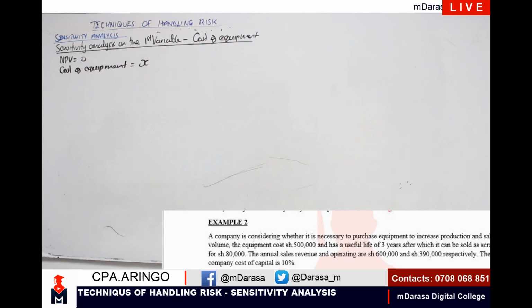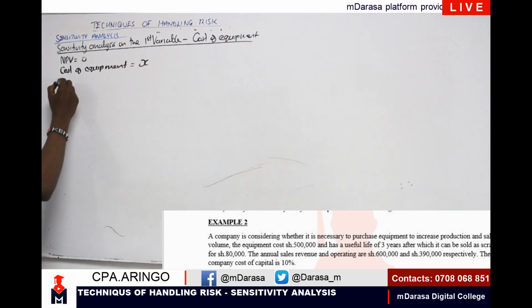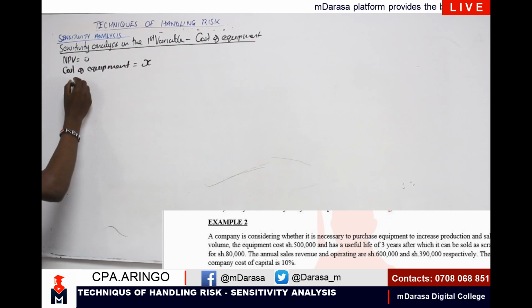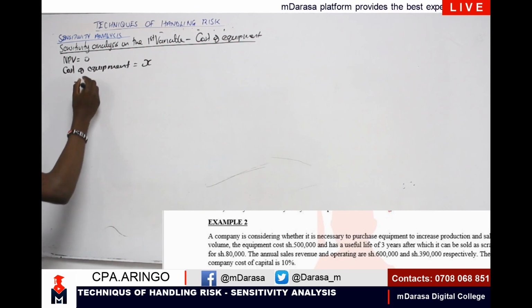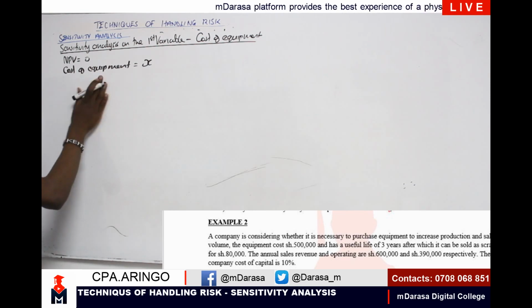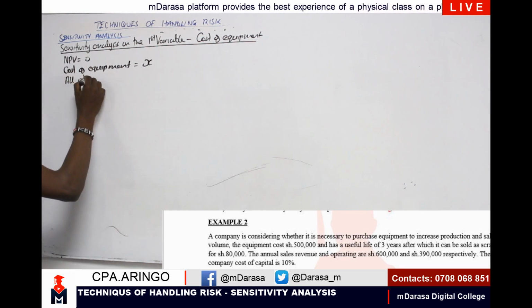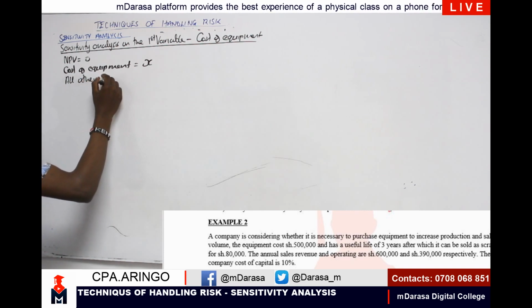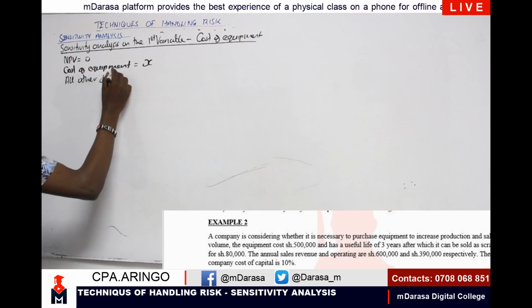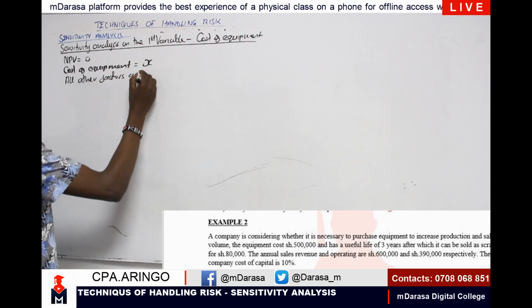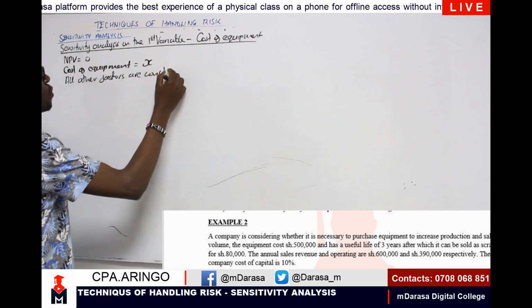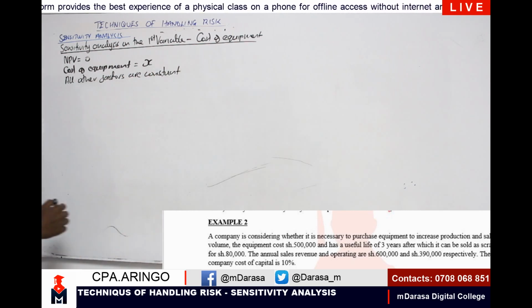So what will we be having? We take our initial formula of NPV, where we had our annual cash flow. We had our revenue. Remember, at this point, my good students, if you're doing it in isolation, all other factors or variables are constant.